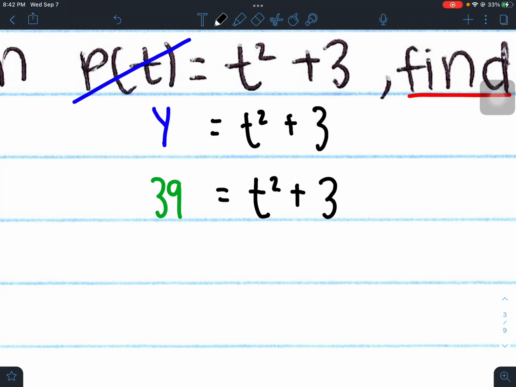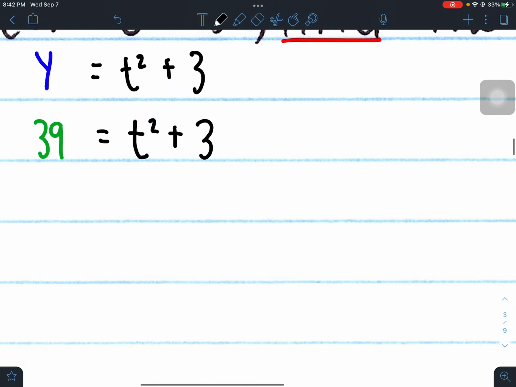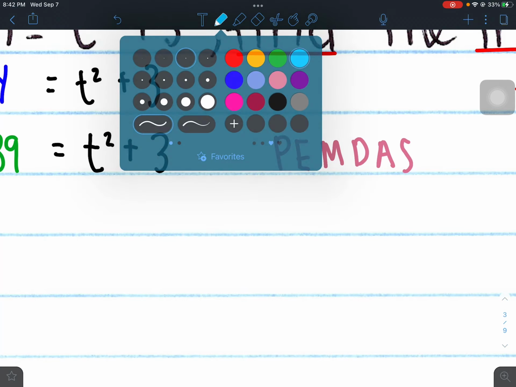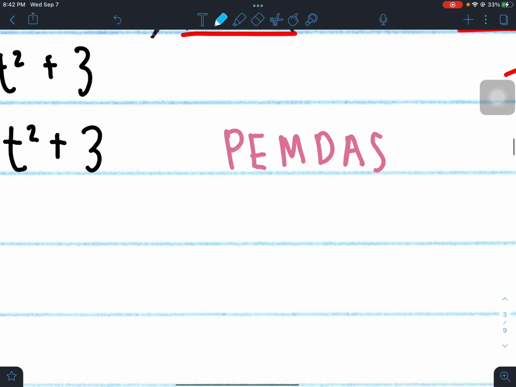Now your goal here is to get t by itself, except there's one problem. We're encountering for the very first time an exponent in our actual equation. So what does that mean? What does that tell us? Well, if you remember back from Unit 1, we talked about how solving equations, we use PEMDAS backwards. Now, why do we use PEMDAS backwards? Because it helps us take the steps to solve equations in the correct order.